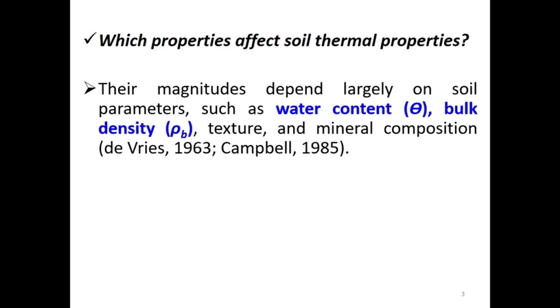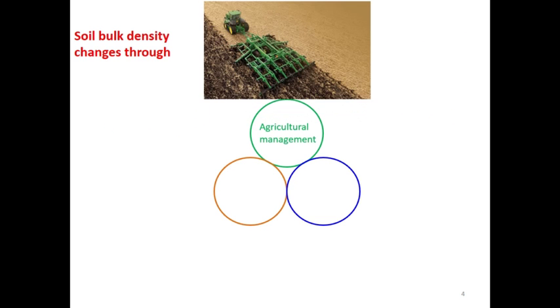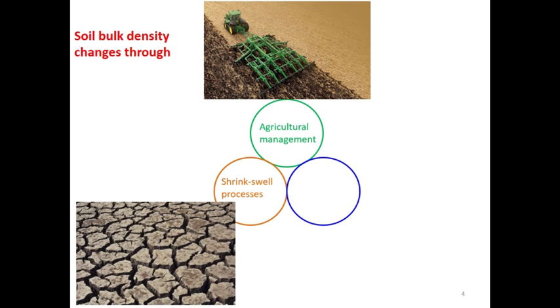The magnitude of soil thermal properties depends largely on soil parameters such as water content, bulk density, texture, and mineral compositions. Much effort has been made to develop empirical models based on selected soil parameters. Among these parameters, soil water content is the one that varies most under field conditions, and it has received a lot of attention. And soil bulk density can also change with time. Tillage loosens soil, and shrink-swell processes can change soil density and arrangement with wetting and drying cycles, such as drought and storm events.